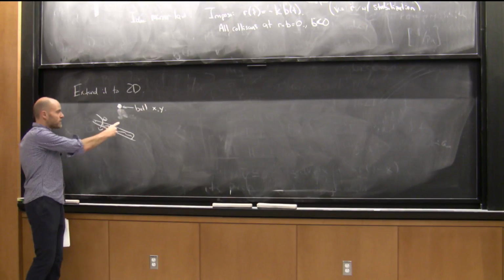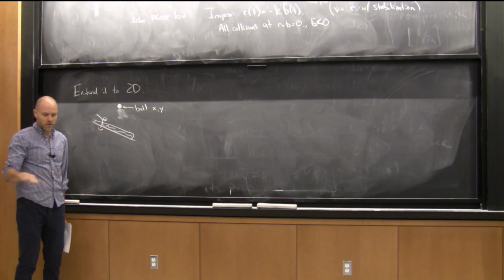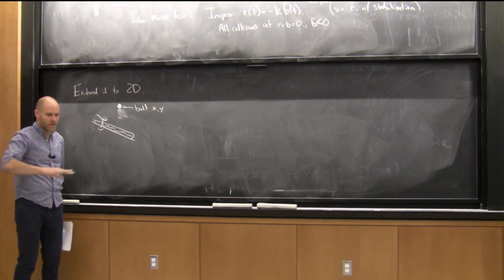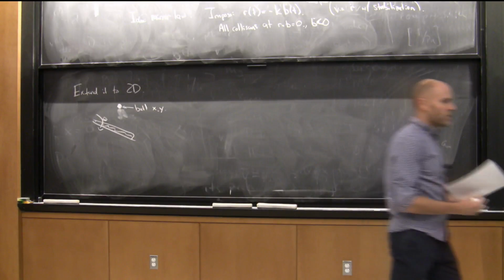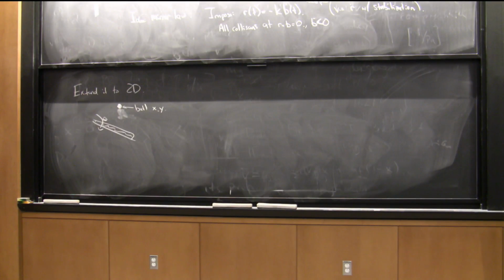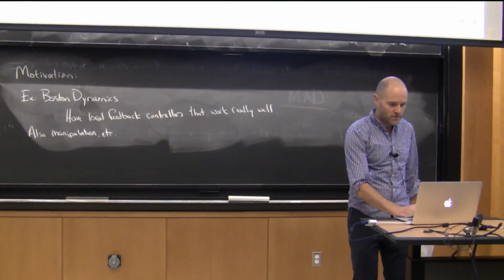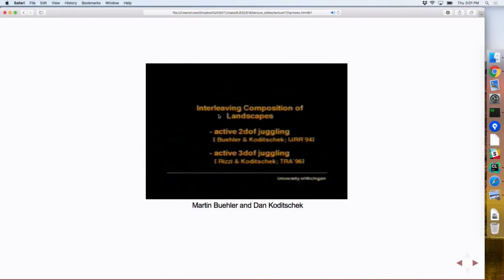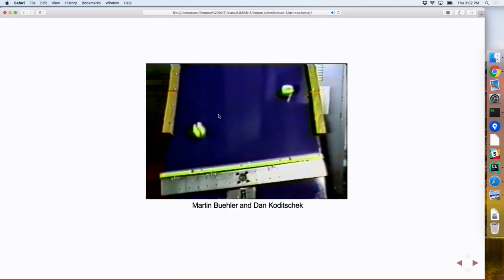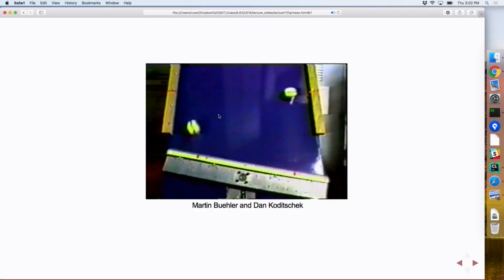Okay, and then if you separate out the two horizontal axes, then you can stabilize a three-dimensional juggler, and you end up with this series of experiments. You can also interleave two balls and all kinds of stuff. So this is the 2D juggler.